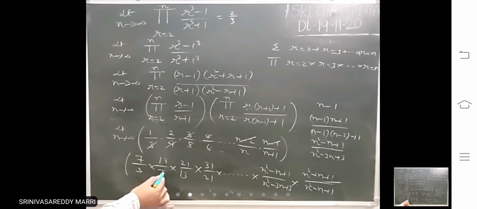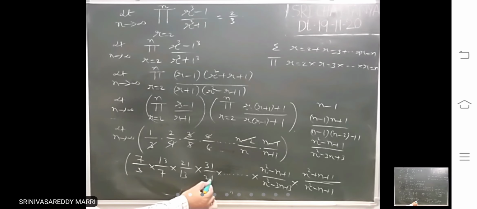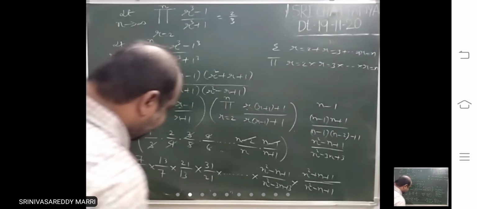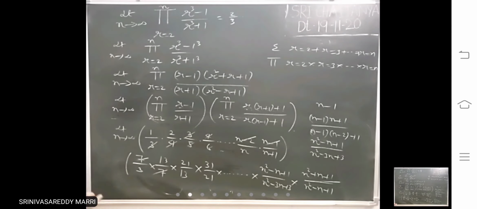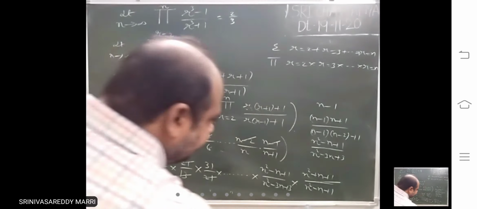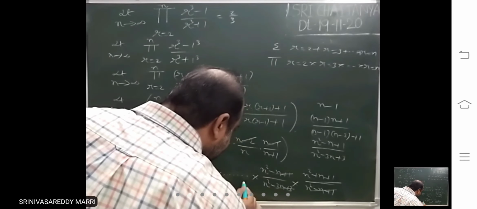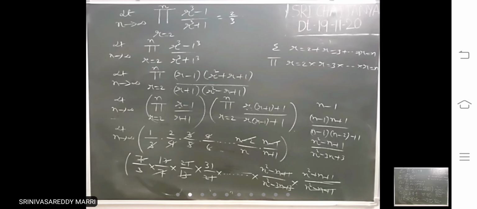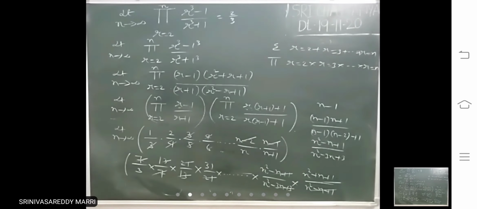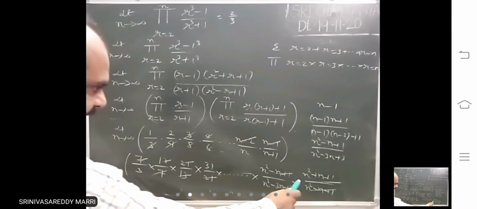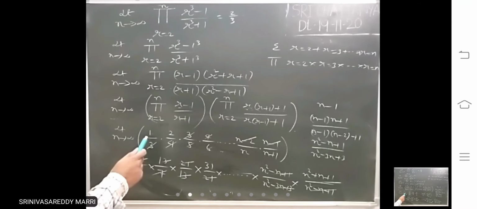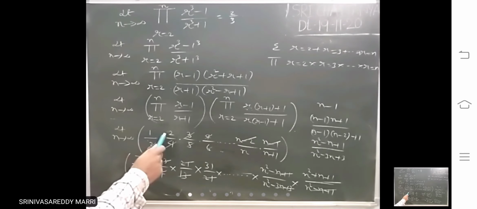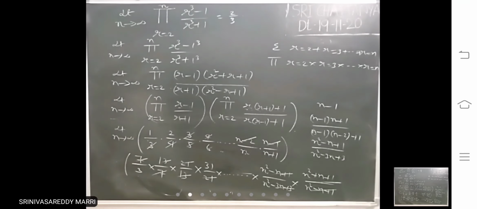Now look at from 7 onwards, 7 into 13 into 21 and so on, n square minus n plus 1 is there. That means this will get cancelled, this will get cancelled, this will get cancelled. So till here they will get cancelled. This also will get cancelled with this. That means what is the remaining here? So here n square plus n plus 1 will be remaining and 3 will be remaining. In this bracket this one and this one is remaining, and in this bracket what is remaining? 1, 2 and n plus 1.